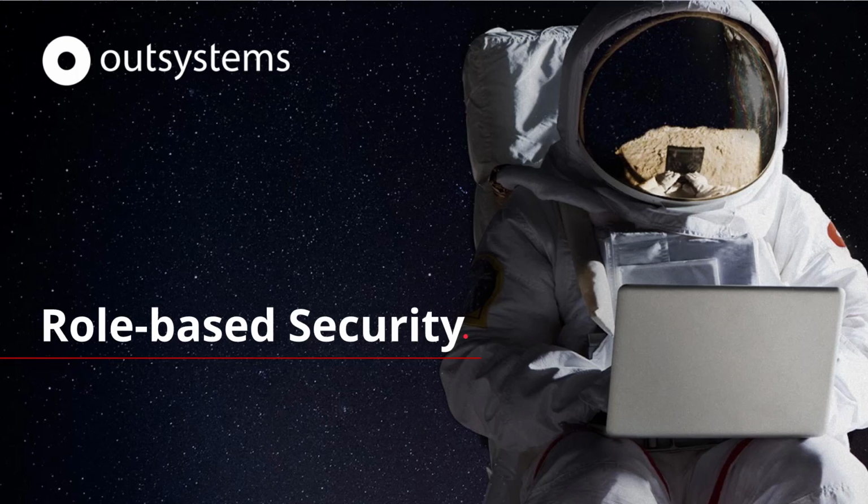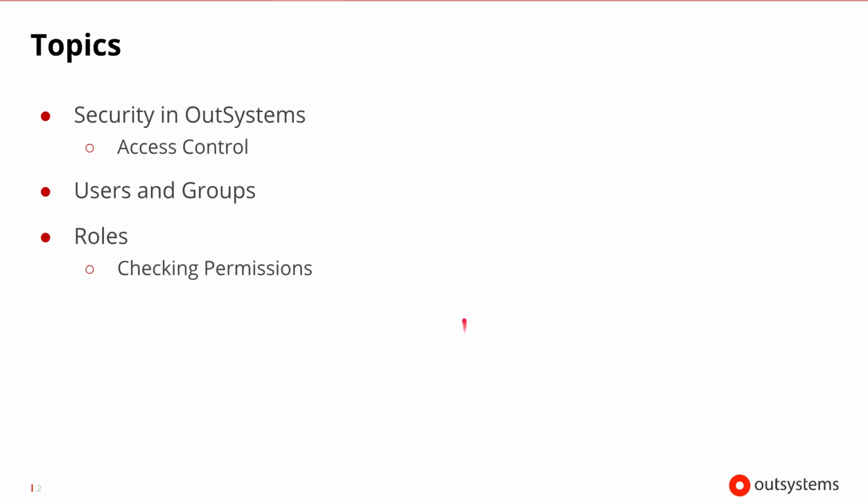Welcome to Role-Based Security. In this session, we'd like to talk about security in OutSystems, including how we can define the access control for our applications. To be able to do that, we need to be able to define different users and groups, and we also need to be able to define roles for our applications, and then be able to check the permissions and whether those users or groups might have these particular roles. So let's go ahead and get started looking at these topics.